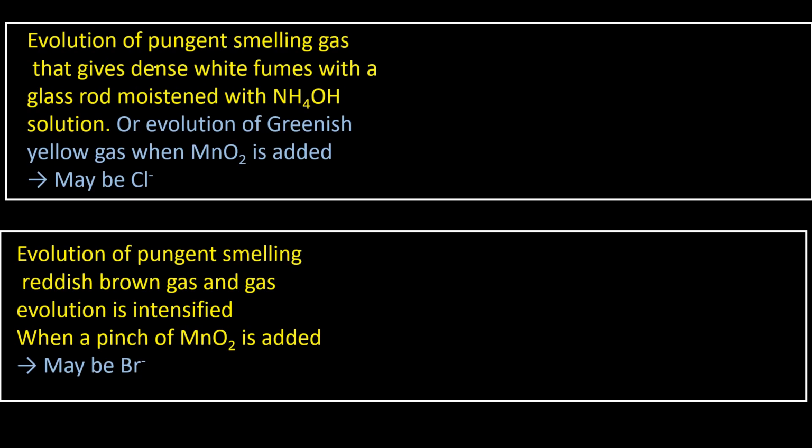So what we have observed? Evolution of pungent smelling gas that gives dense white fumes with a glass rod moistened with ammonium hydroxide, or evolution of greenish yellow gas when manganese dioxide is added. Then we can infer it may be chloride. So it is chloride salt.